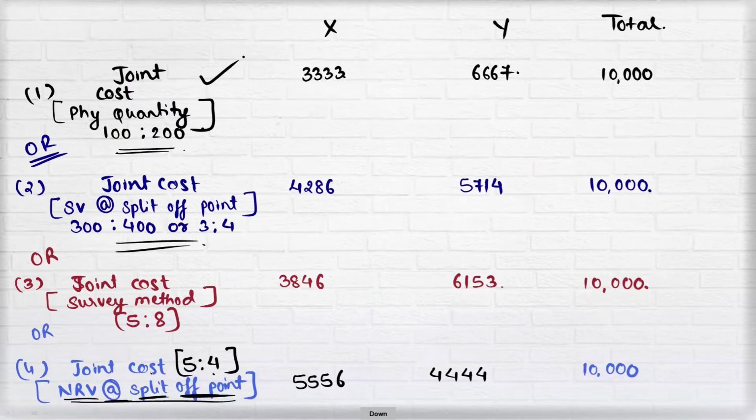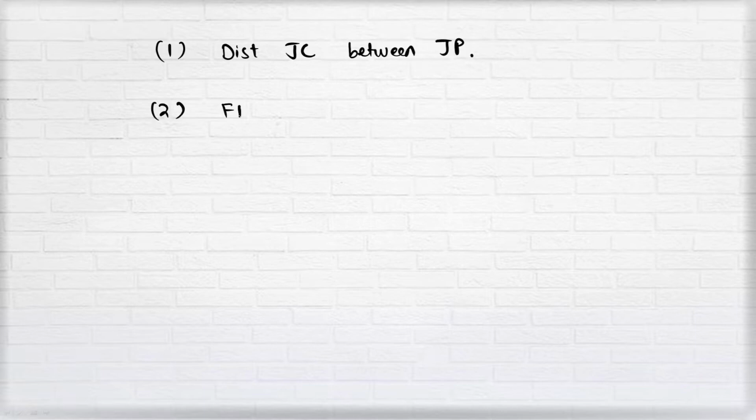So 2 points normally are asked in examination. Point number 1, distribute joint cost between joint products. Number 2, whether further processing should be done or not. These are the 2 questions that we'll be solving in joint product questions. We are directly going to questions. C 10.1.